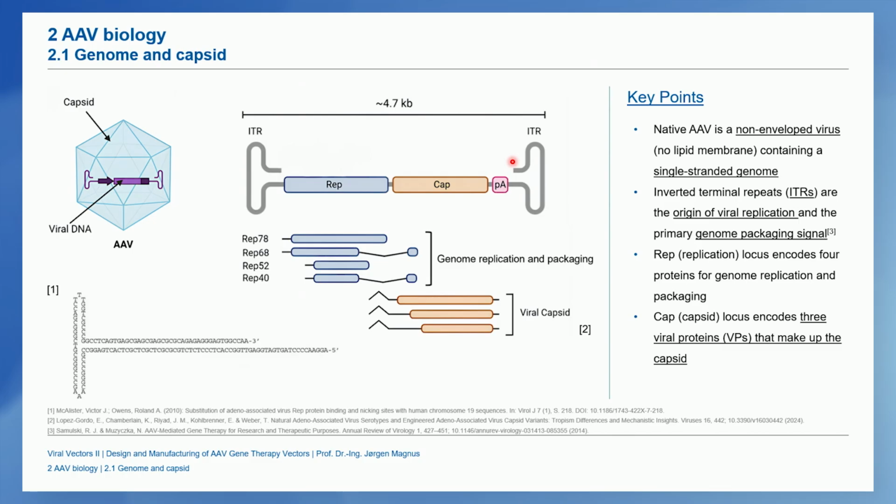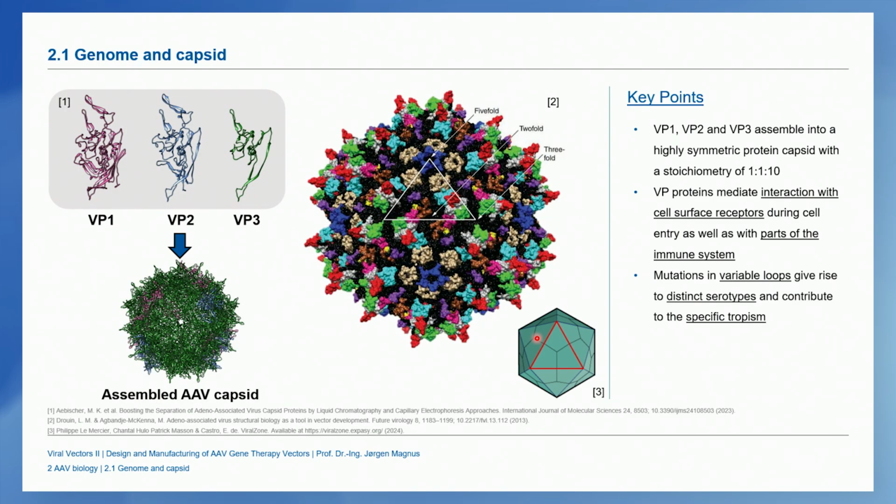But if you try to make it significantly bigger than this wild type size of 4.7, you will run into problems, and you will have lots of incomplete genomes in your capsid, and in general the guideline is not to exceed the 4.7 limit. So we have the 4 rep genes here that are important for replication and packaging, and then you have the viral capsid, or the protein particles in the capsid, that is coded by the cap genes. And there are 3 of these viral proteins.